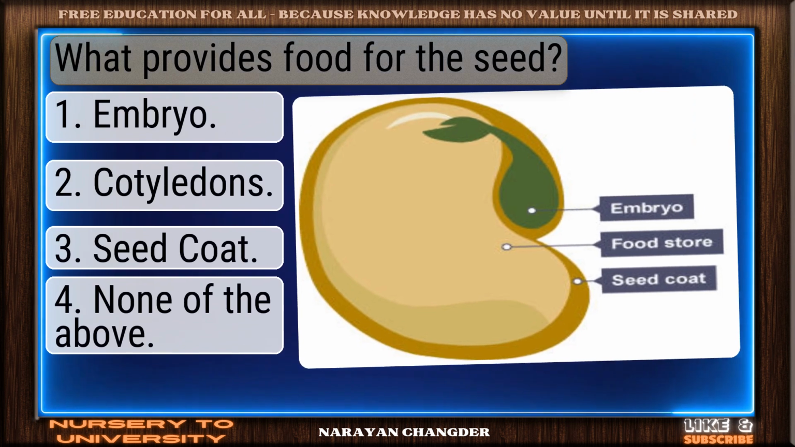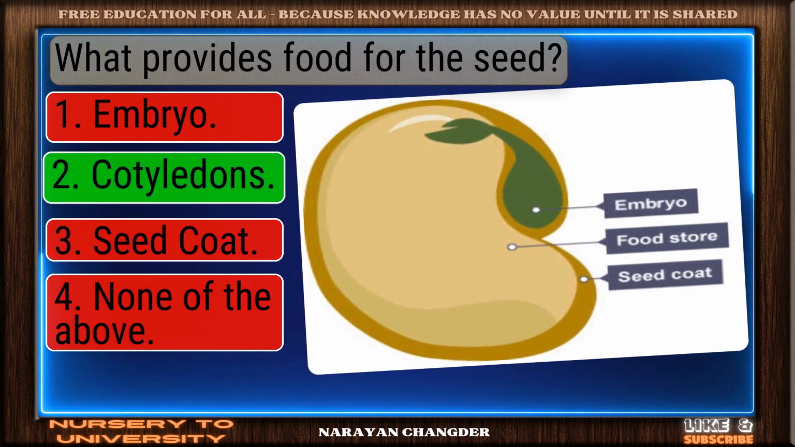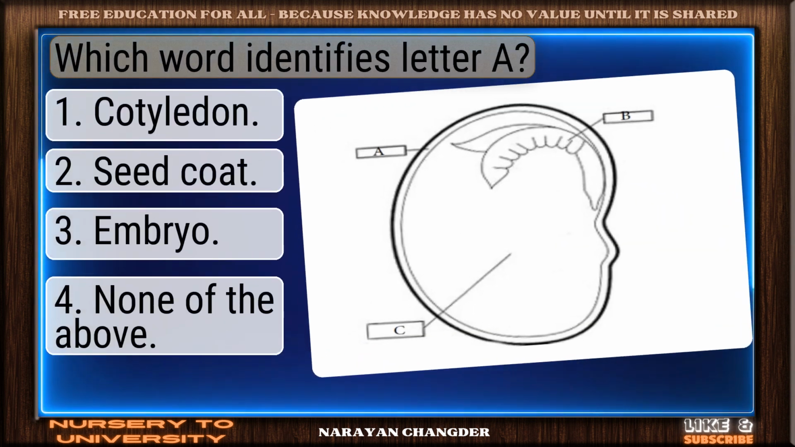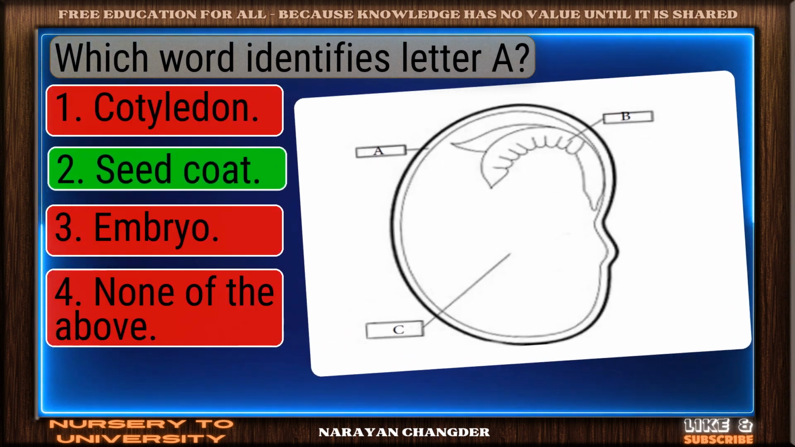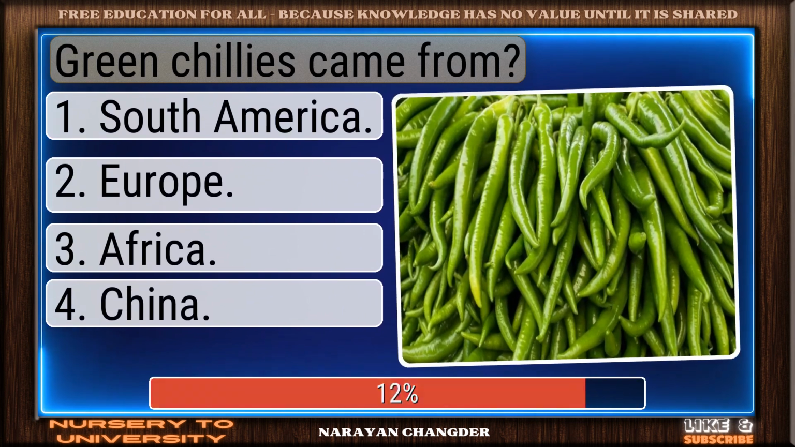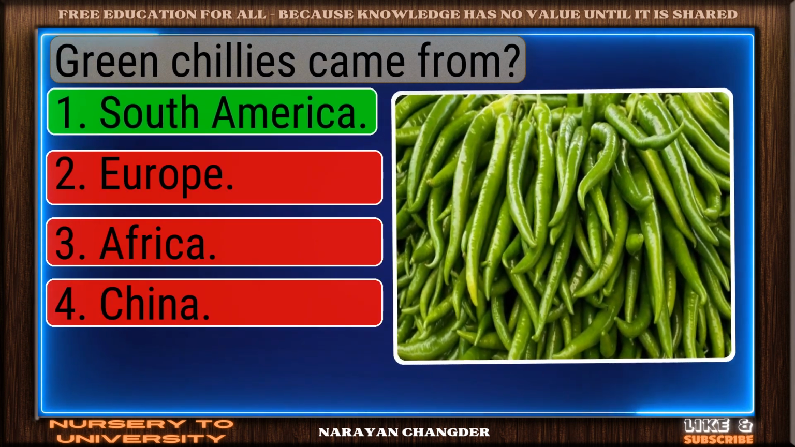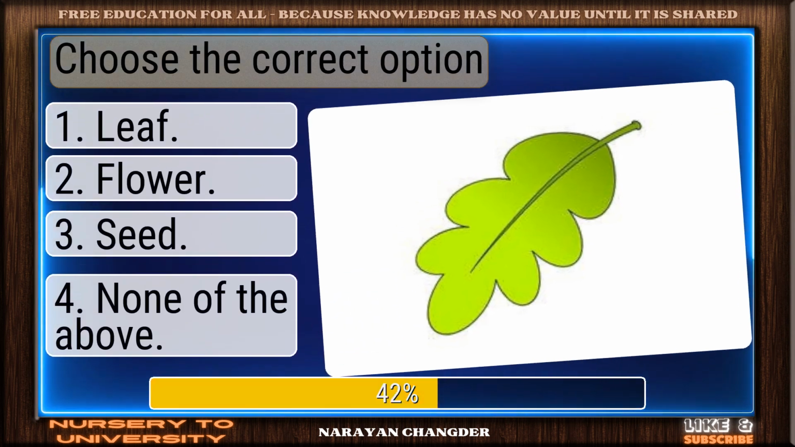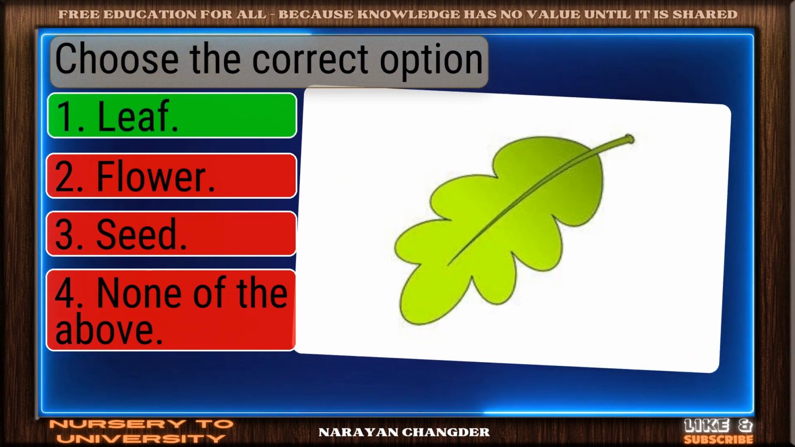What provides food for the seed? Nicely done. Cotyledons is a solid answer. Which word identifies letter A? Right again. Seed coat is a valid answer. Green chilies came from. Valid point. South America is true. Choose the correct option. You got it. Your choice, leaf, is right.